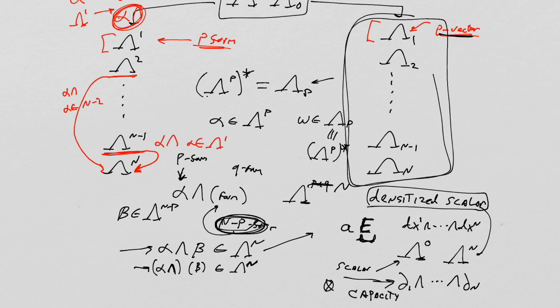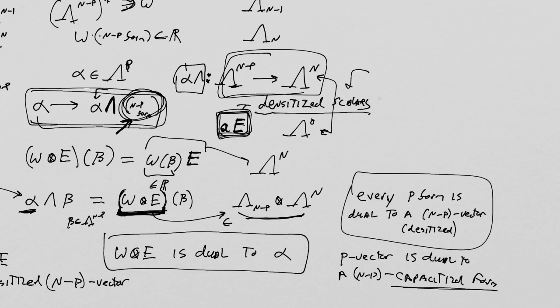And that's because we like to think of this as the volume, which is synonymous with capacity. And we like to think of this as the density. And the density operating on the capacity gives you a real number, which is what this should be. This is a map that would take this thing and give you a real number. And we'll talk about that again when we talk about integration. But this is the last form of duality. So we have these weird dualities where p forms are dual to a densitized n minus p vector.